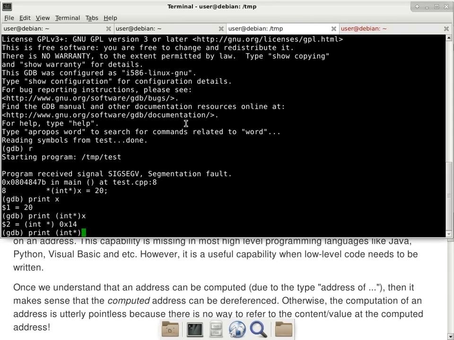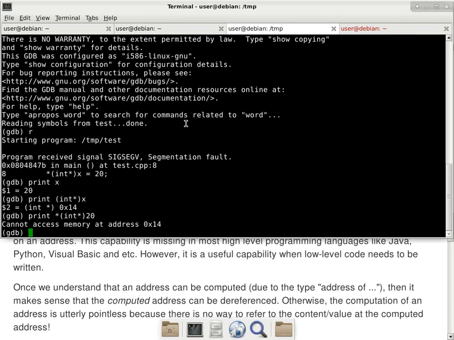Okay, so we say, let's dereference it. We'll dereference everything like this, except this time I'm not going to use x here. I'm just saying, because x has a value of 20, this should do exactly the same thing. Press the enter key and it says cannot access memory, because location 20 is not accessible to your process.